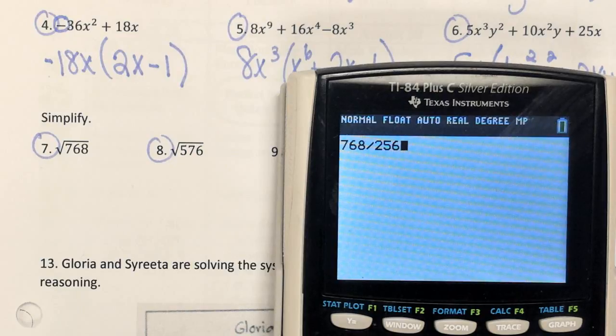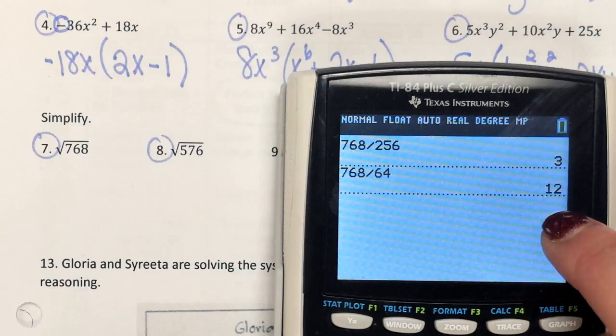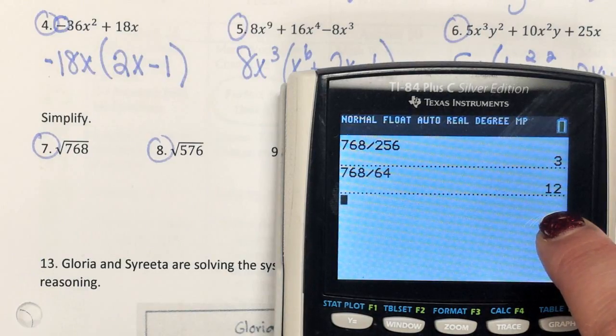256? Does that go evenly? Ooh, yes it does. All right, so look, several of you did 64. 64 does divide. Here's the only problem. Look at 12. What perfect square still divides into 12? 4. So that's how you know that 64 wasn't the biggest one, okay?